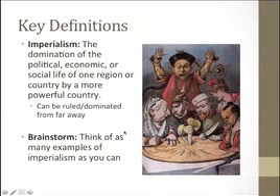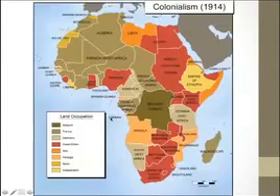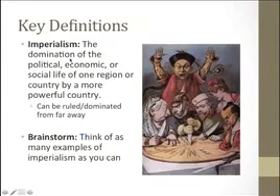I think this is really important. If you're studying a unit on imperialism, you should definitely know what the definition is. So the most important, whoa, what happened? Sorry about that. The most important word in this definition is domination. When a country is imperialistic, it dominates another country. It might dominate it politically, economically, socially, all three of them. And it could be a region or it could be a country.